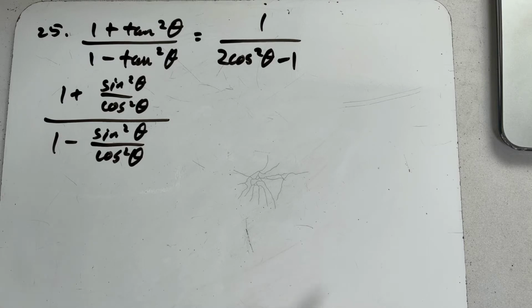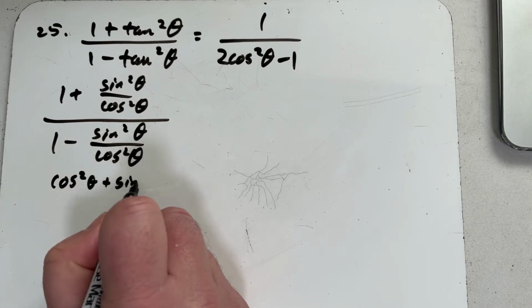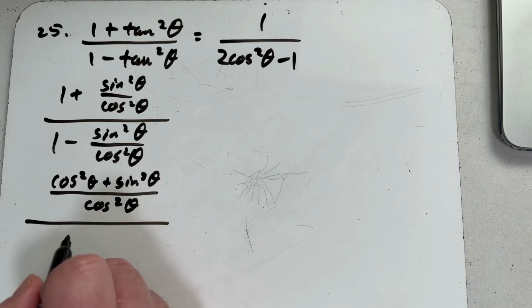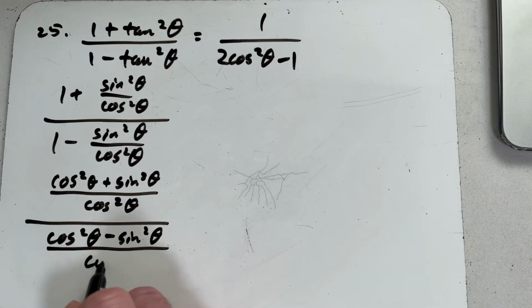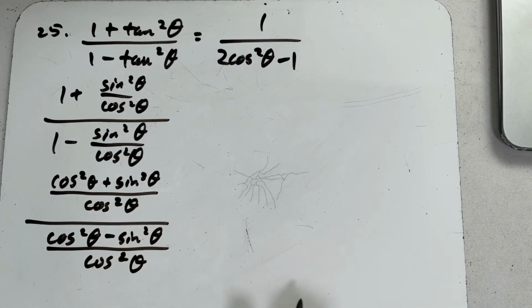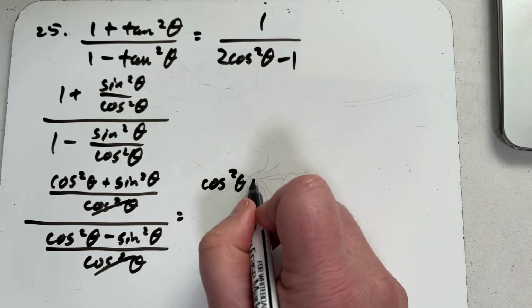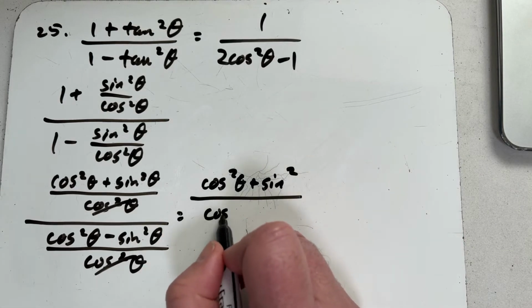And like we've done 100 times, we're going to find common denominators. So we have cosine squared, this is just on the top here, plus sine squared over cosine squared. And on the bottom, cosine squared minus sine squared all over cosine squared. So when I flip all this stuff, and actually these are gone now since they are the same denominators. So let's go cosine squared plus sine squared. Cosine squared minus sine squared.